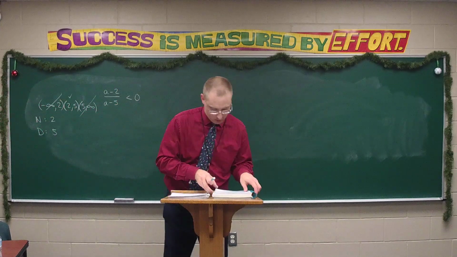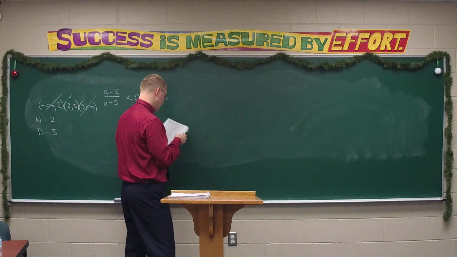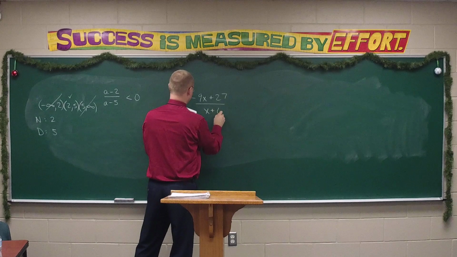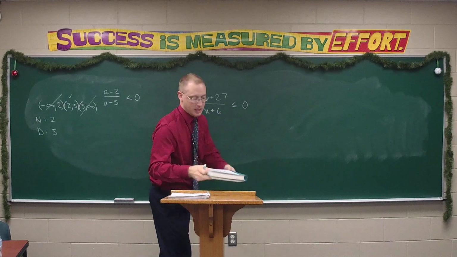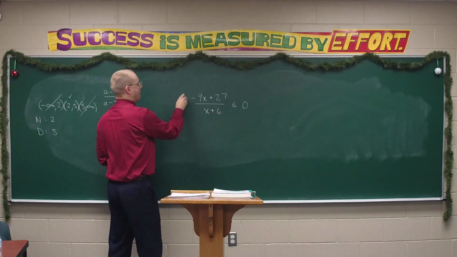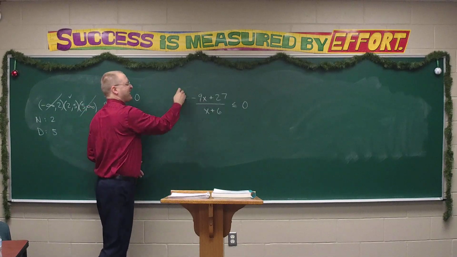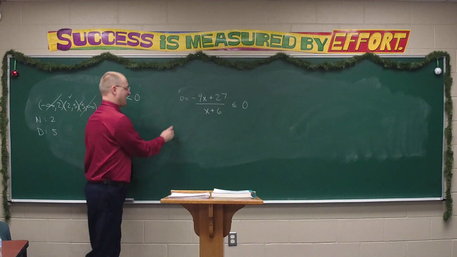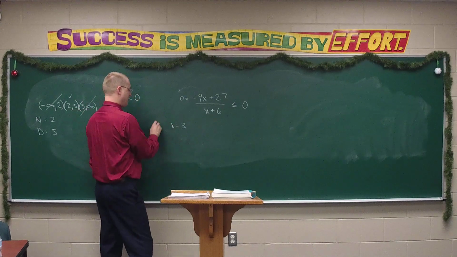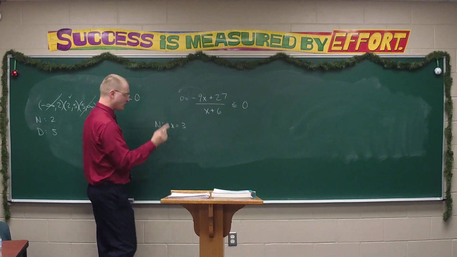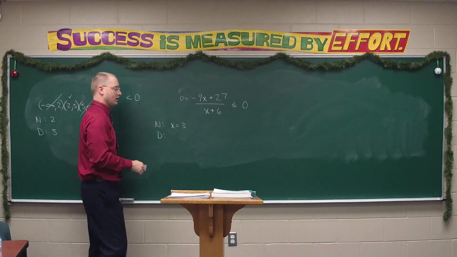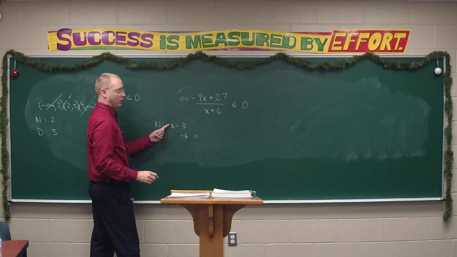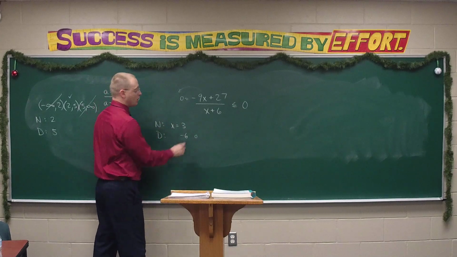This one was a little more, no it wasn't. I lied. This one wasn't involved either. Negative 9x plus 27 over x plus 6. Well, okay, there was one little difference, I guess. This is a little more obnoxious when set to 0, unless you just bring the negative 9x over, class, as a positive and then divide away the 9. x is equal to 3. So that's my numerator critical point. Denominator critical point, class, is simply negative 6. This is always an open circle. This one, class, this time has to be a closed dot.